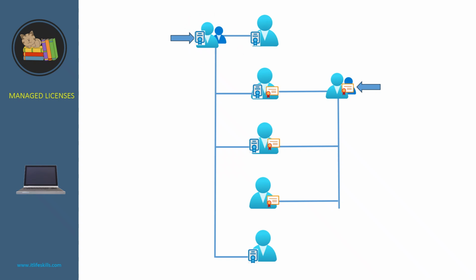A user can also have a license assigned from a group and a different license assigned directly like this. As you can see, this user has the license assigned from the group and a license assigned directly.